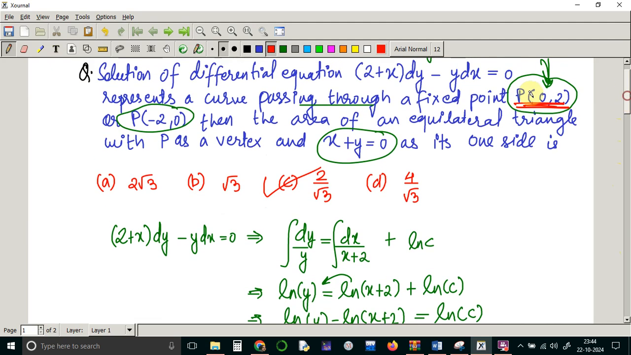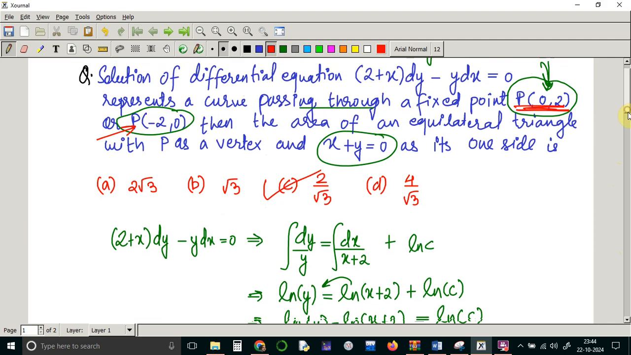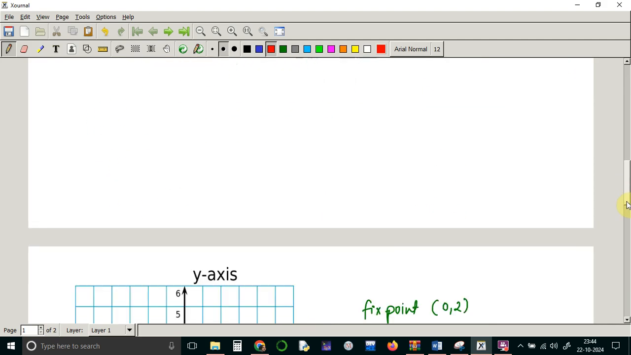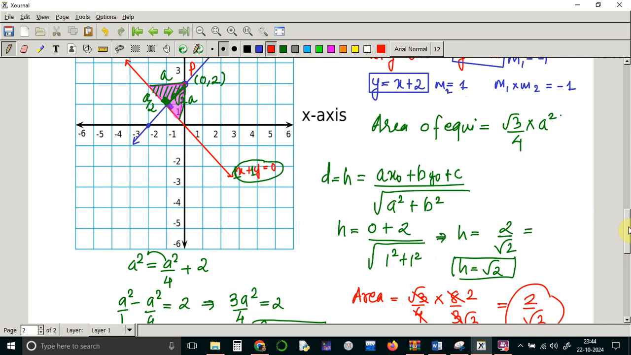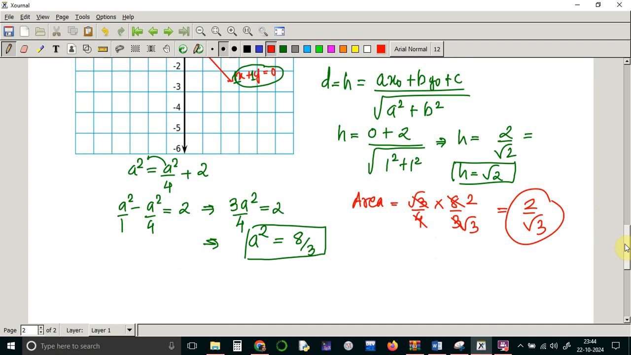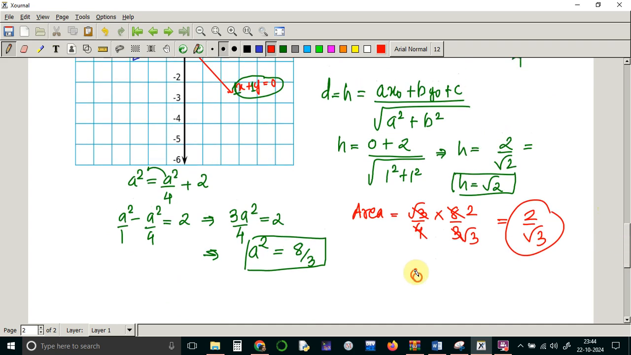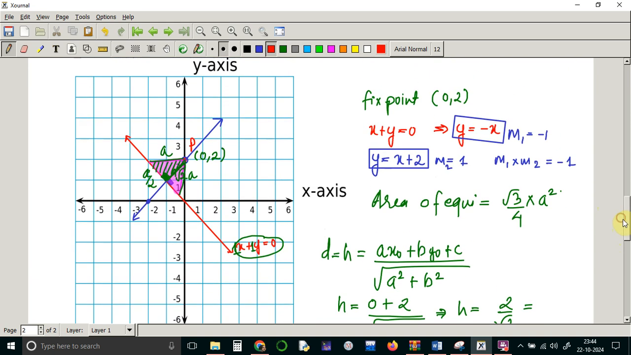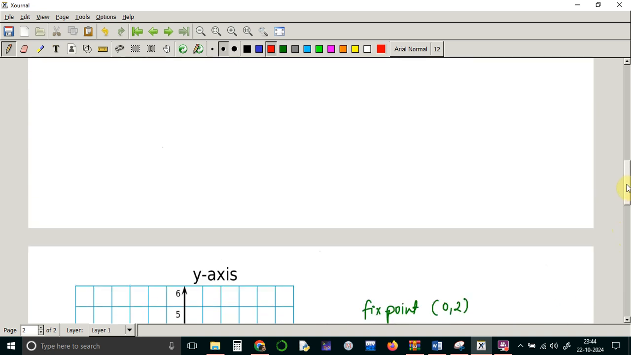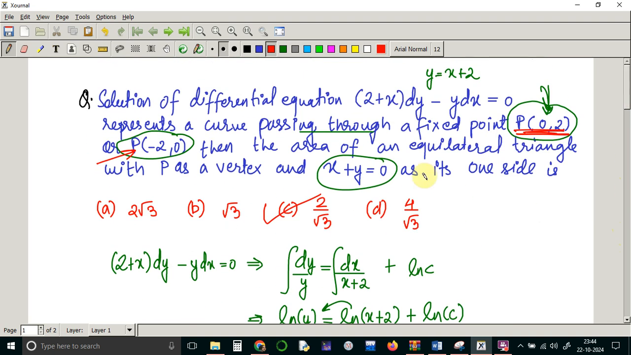Now, similarly, you can try this same question by taking fixed point as -2, 0 and have a look what are the changes. The idea is the same you have to follow for the second fixed point, that's -2, 0. So I hope this explanation is okay with you. Okay, so this was the explanation for this question. Thank you everyone.